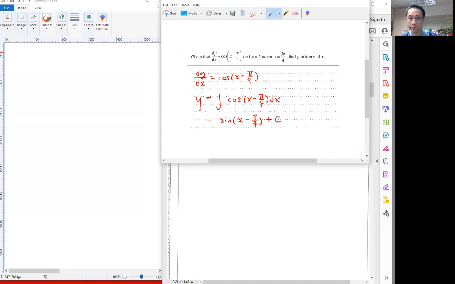What you must not drop is the constant of integration, which can be determined by plugging in a point that's given. So we have 2 equals sine bracket 3 pi over 4 minus pi over 4 plus c. 3 pi over 4 minus pi over 4 is 2 pi over 4, and that's just pi over 2. Pi over 2 was 90 degrees. Sine 90 degrees is 1. c equals 1. Therefore, y equals sine bracket x minus pi over 4 plus 1.